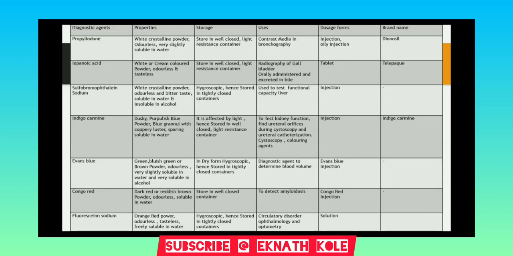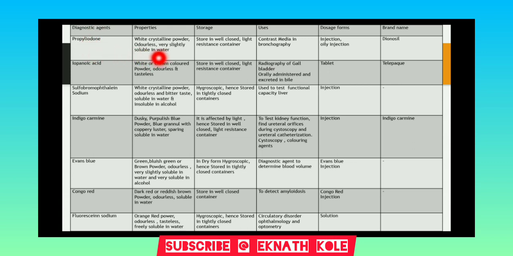Then these are some examples of diagnostic agents: propyl iodone, iopanoic acid, sulfobromophthalein sodium, indigo carmine, Evans blue, Congo red and fluorescein sodium. I have mentioned their properties, storage, uses, dosage form and brand name. So let's see the first, propyl iodone.